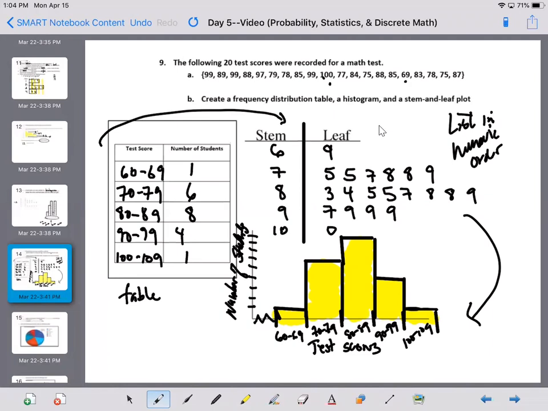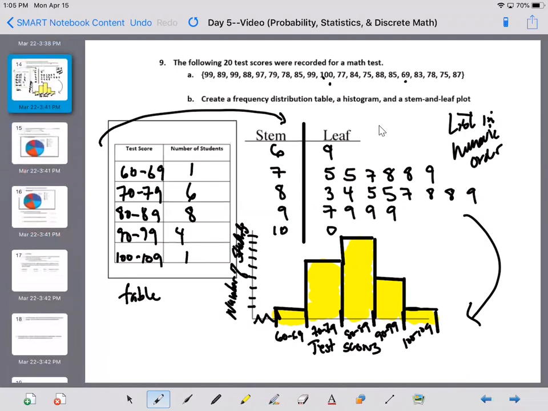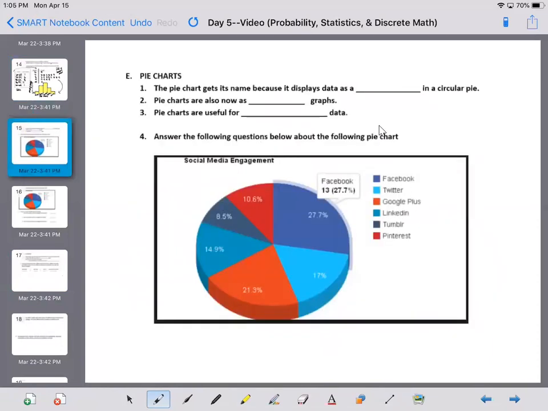I think this will be the last part of video part 1 of our probability statistics and discrete math. So we're going to end with pie charts. A pie chart gets its name because it displays data as a wedge in a circular pie. Pie charts are also known as circle graphs. And pie charts are useful, similar to bar graphs, for categorical data. So you see everything over here in this example with social media engagement is all categorical.